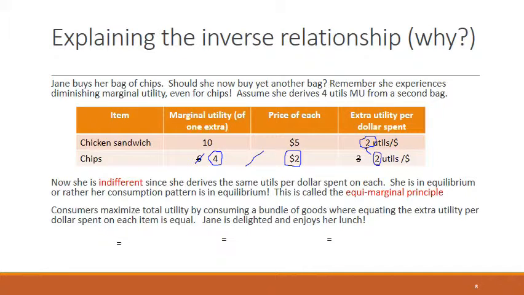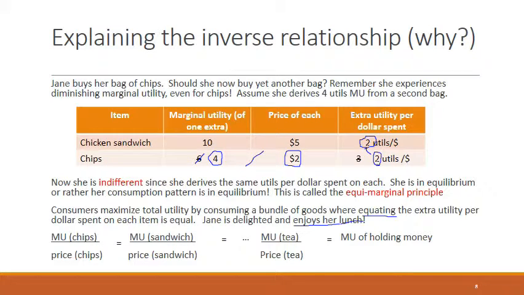How do they do that? They consume the bundle of goods, in other words, a combination of chips and chicken sandwiches, by equating the extra utility per dollar spent on each item. Jane is delighted. She then forgot her microeconomics and focused on enjoying her lunch.